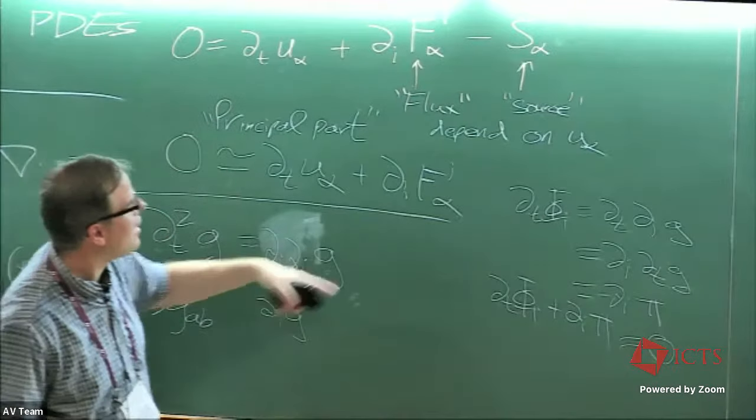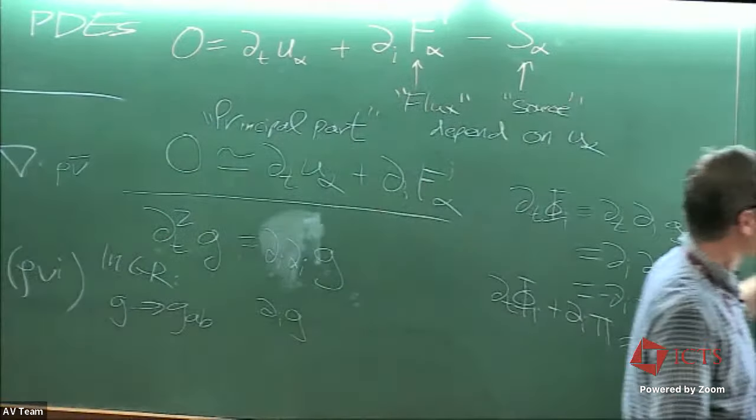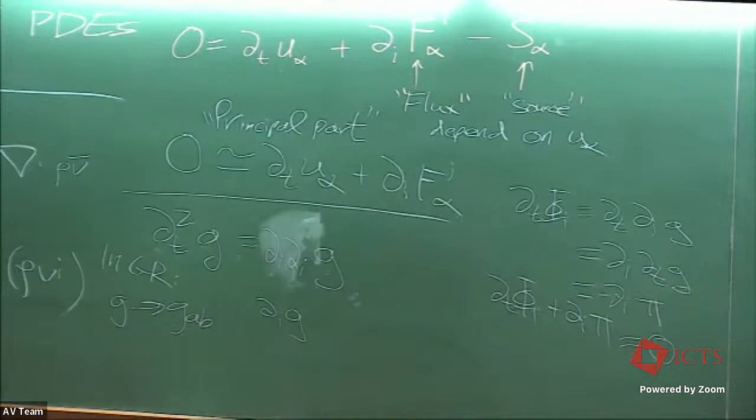Okay, and let's talk about the source term. Do any of these equations have a source term, something that depends on the variables but no derivatives? Yeah, I hear people saying pi. This one right here. Exactly. So that's an example of a source term. Do any of the other equations have non-zero source terms? Yes or no? Does this one have any non-zero source terms?